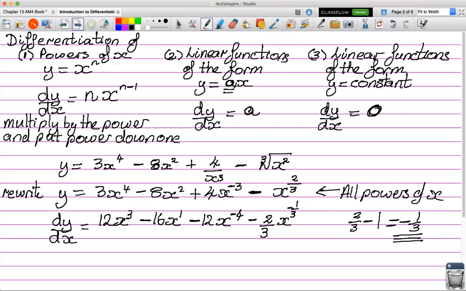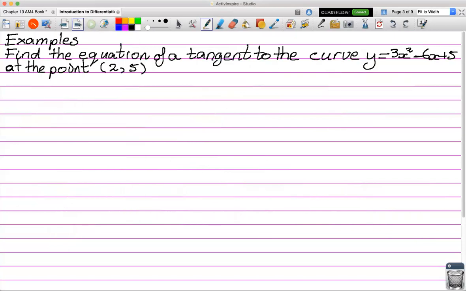Now, that's a quick revision of last week's work. Let's do something new. It says here, well, actually, no, we did this last week as well, but we'll quickly whip through it. Find the equation of the tangent to the curve y equals 3x squared minus 6x plus 5 at the point 2, 5.